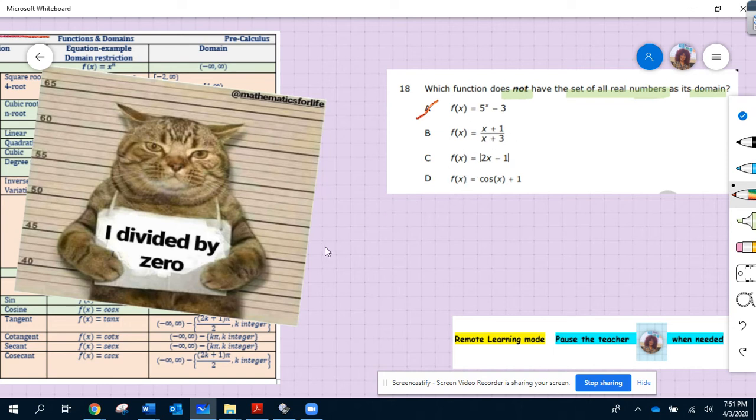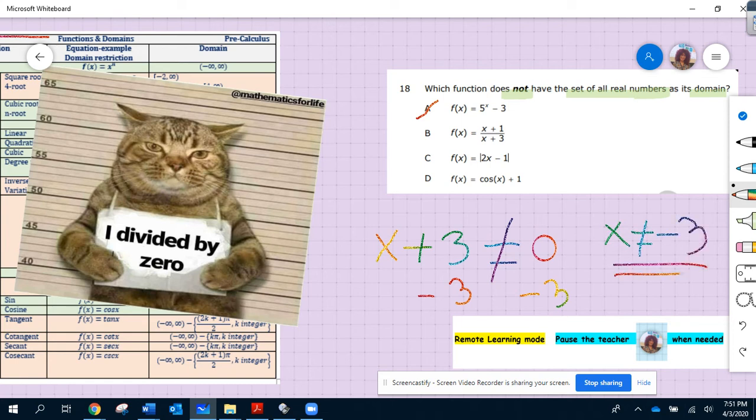Look at your function. Don't divide by zero means x plus 3 should never be zero. How do you solve this? Just subtract 3 from both sides. So x is different than negative 3. That's why the domain is not all the real numbers, and that's why our answer will be B.